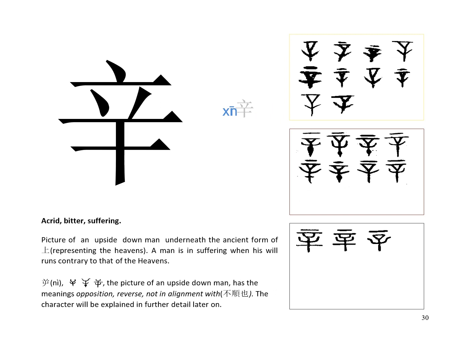You have the symbol for acrid, bitter, suffering, which shows those two lines indicating above. See the ancient forms on the right. You see two lines indicating that which is above, heavens or the primordial ordering of things above. And you have a person standing upside down. Just think of the form that way. So the person is not aligned with the flow of things, and so is in a state of suffering.